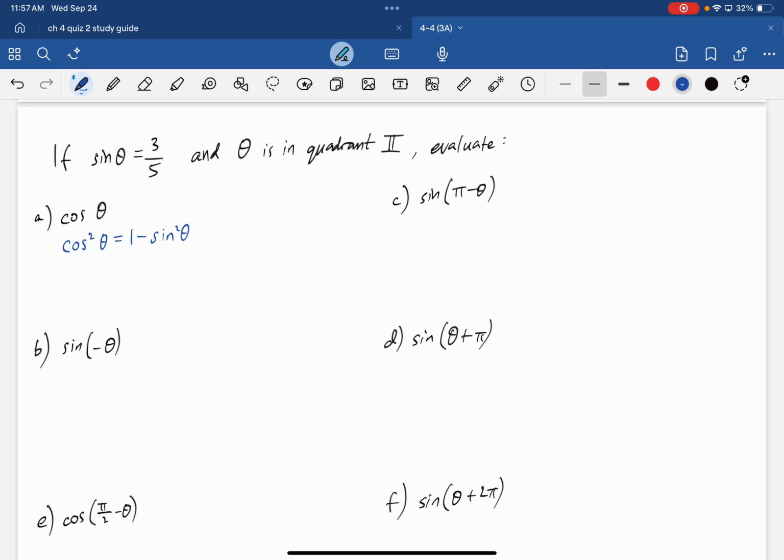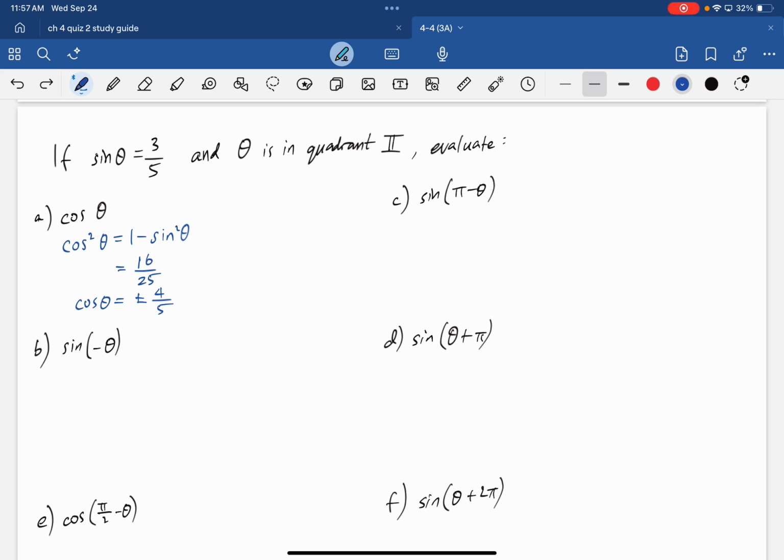Right, as we just learned, cosine squared equals 1 minus sine squared. And you can calculate this yourself. But 1 minus sine squared is 16 over 25. Okay, so that means cosine theta is equal to plus or minus 4 over 5. We don't know whether it's plus or minus because it could be either. But the fact that it's in quadrant 2 tells us that it's negative.